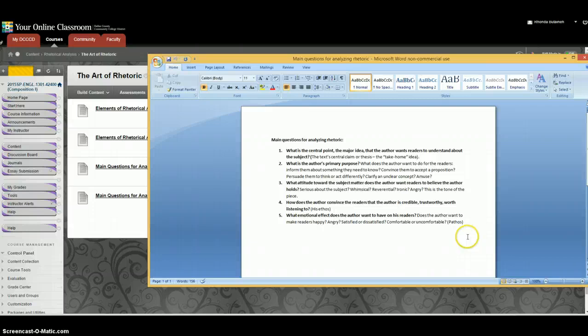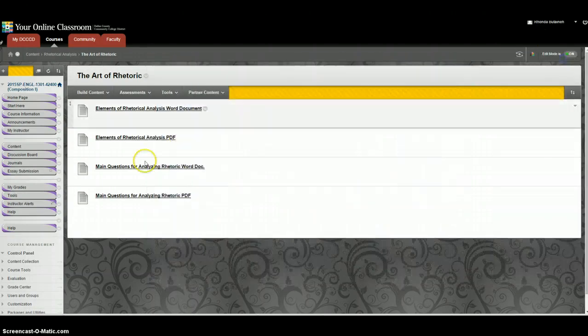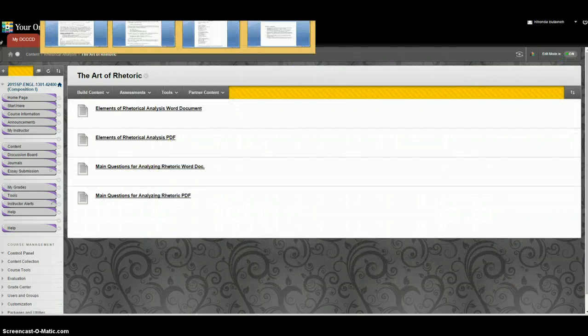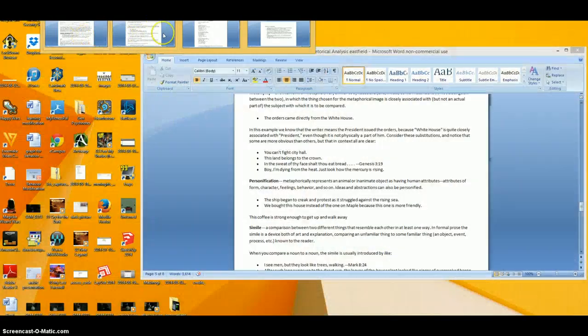Again, you want to keep these questions in mind. What is the point or the main idea of the poem in this case? What's the author's primary purpose? What is she trying to do for us? What is her attitude? How does she convince us that she's trustworthy? And what emotional effect does she want to have upon her readers? And finally, let's get to the poem.